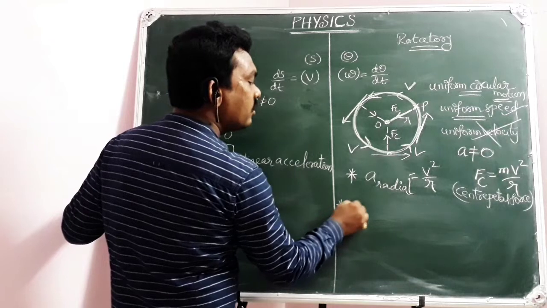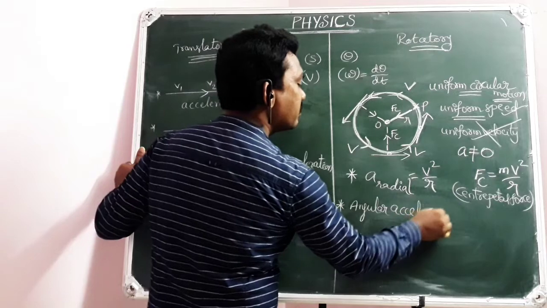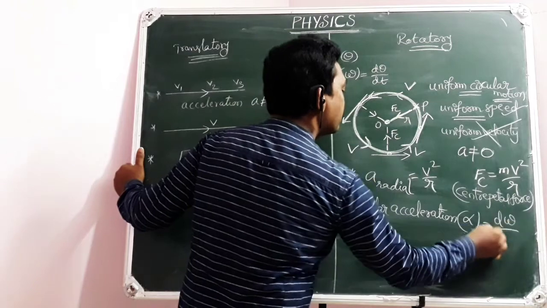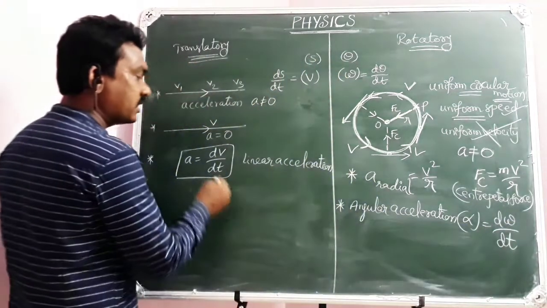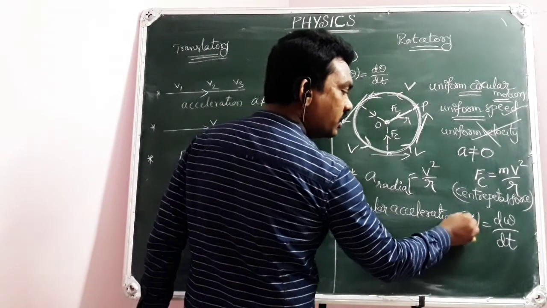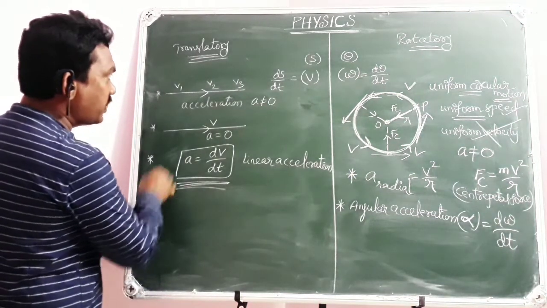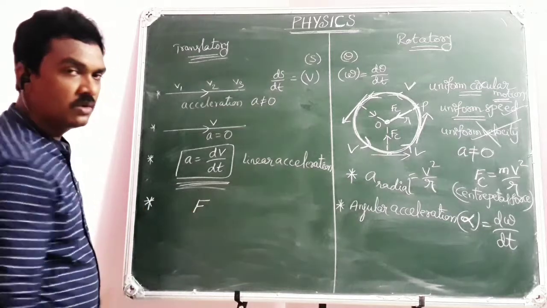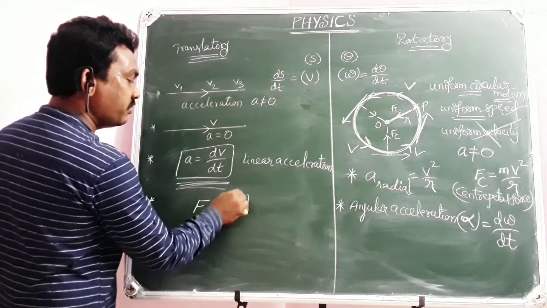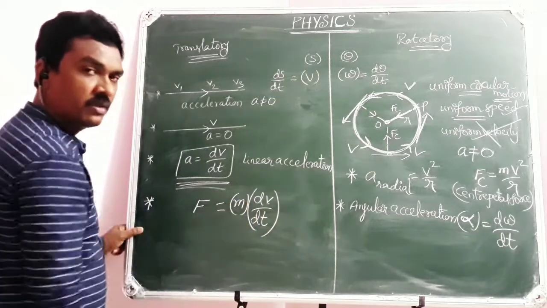Here, angular acceleration alpha is equal to d omega by dt. As linear acceleration is dv by dt, angular acceleration alpha is equal to d omega by dt. Next, the factor that is responsible for translatory motion is force. Force is responsible for translatory motion, where F is equal to m into a, F equal to ma.